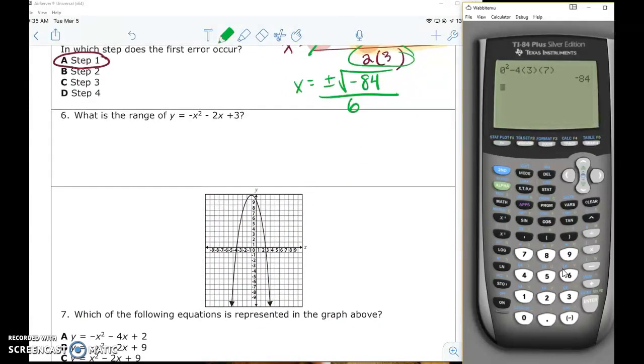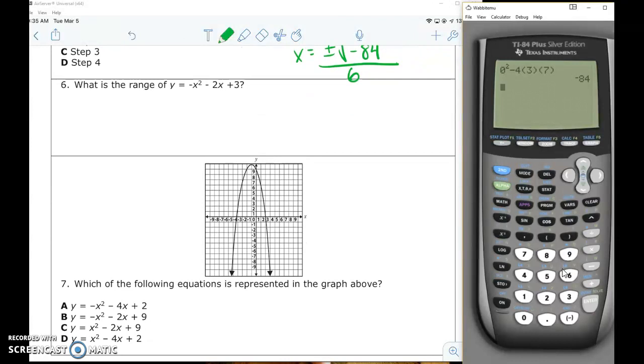Moving on to number 6, what is the range of negative x squared minus 2x plus 3? Okay, we know from a negative that this graph is going to open down, so that means our y values are getting smaller. Y is less than or equal to. But we don't know what the vertex is. So let's use our calculator to graph this. Negative x squared minus 2x plus 3. Take a look at the graph. We know that this is a maximum value because our graph is opening down.